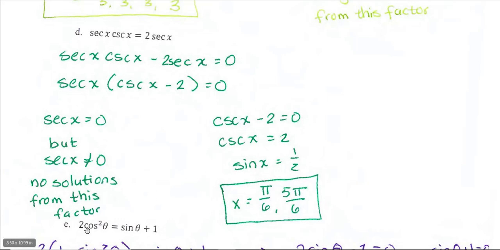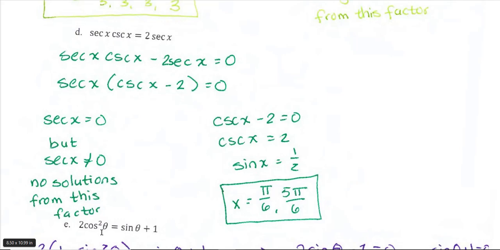Let's look at this last example. 2 cosine squared of theta equals sine of theta plus 1. Now, if we get the sine and the 1 on the other side, and we have 2 cosine squared of theta minus sine of theta plus 1, we won't be able to factor because the squared term is a cosine and the middle term is a sine. So we're going to have to figure out something better to do here.